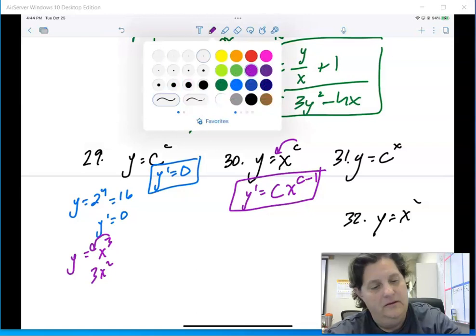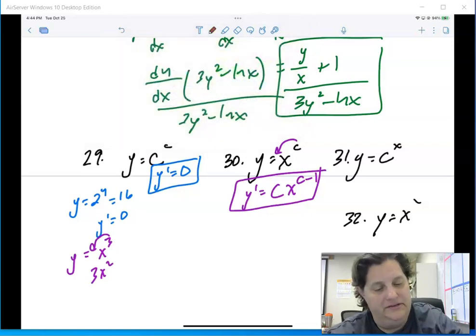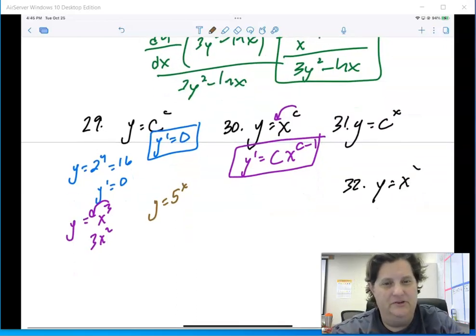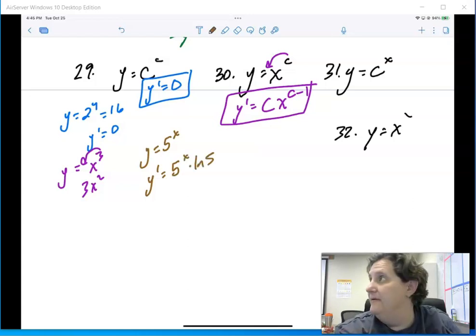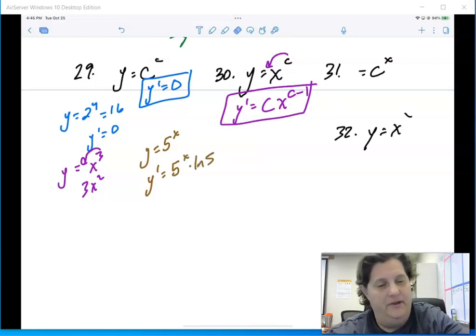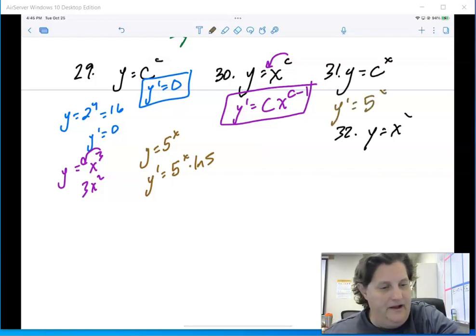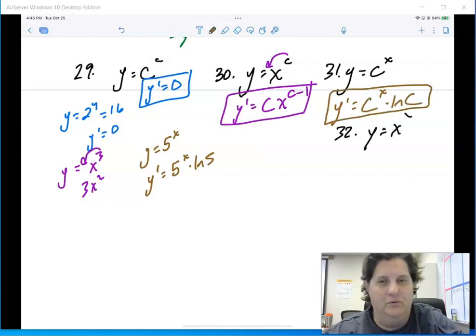Okay. This next one here, a constant to the x. Let's do like 5 to the x. You guys remember that? The derivative of a constant to the x is 5 to the x ln 5. So this is going to be, well, not 5 because c, c to the x ln c. That's just the rule for that one.